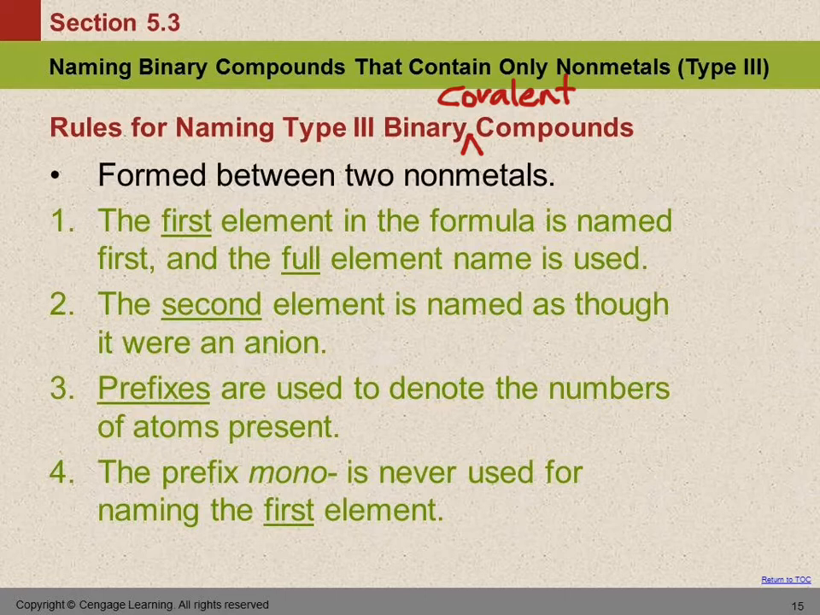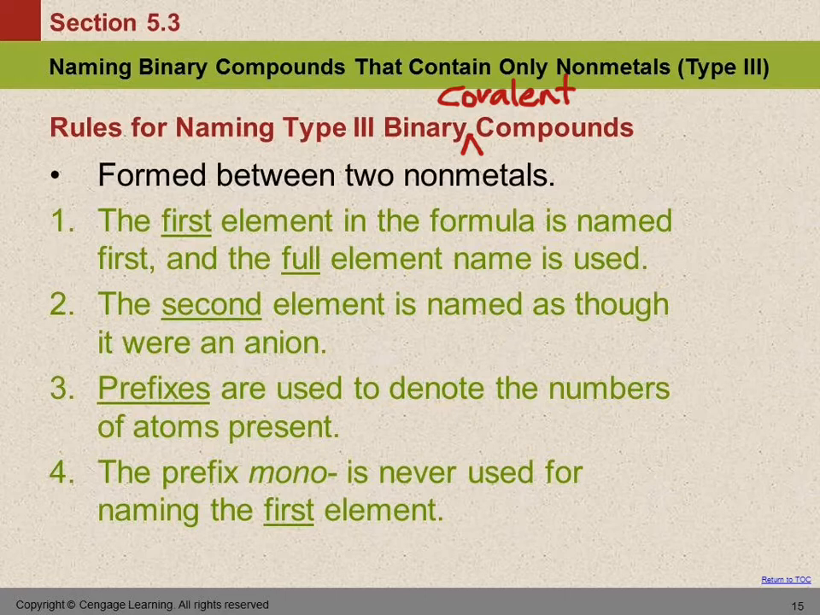The numbers 1 and 2 kind of make sense with those ionic ones because type 1, those metals only form one ion. Type 2, they form 2 or more. But this type 3 binary, this doesn't make any sense to me. So I'm going to call them binary covalent compounds. These are between two nonmetals.